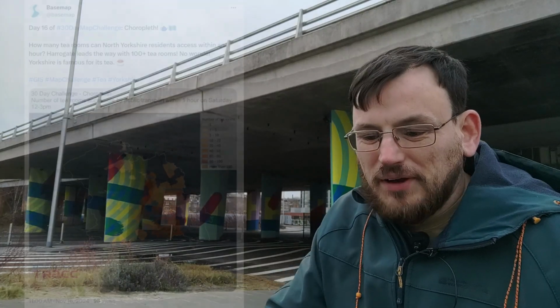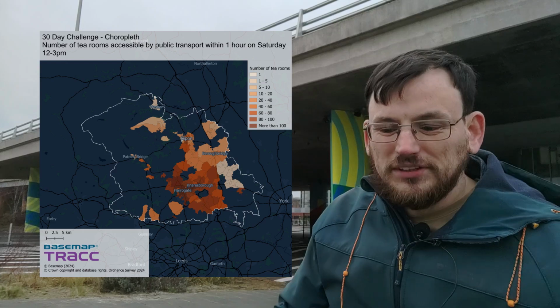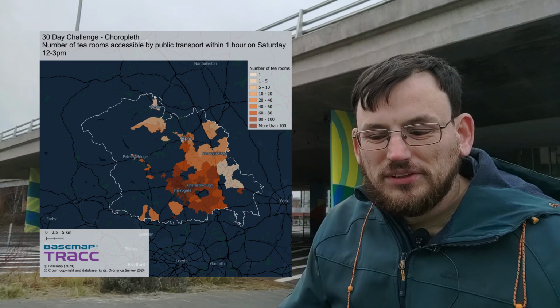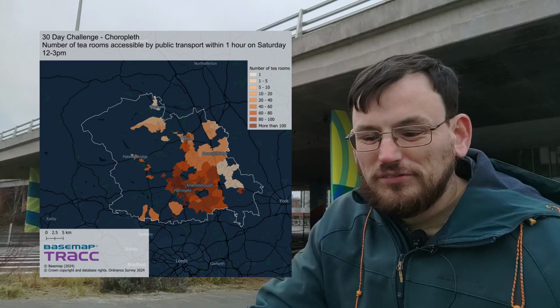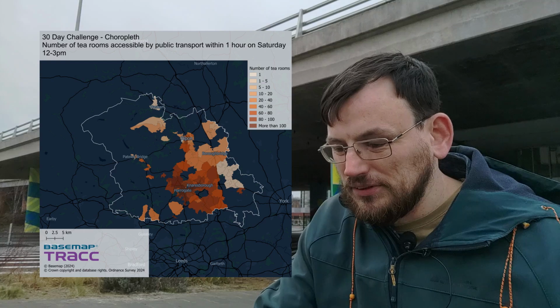So this was a base map, having fun with how many tea rooms in North Yorkshire are accessible within an hour. Yorkshire and tea rooms, great, they go together. Harrogate, unsurprisingly, has 100 tea rooms within an hour's travel of the town. And there's good ones there. I've been to a couple.